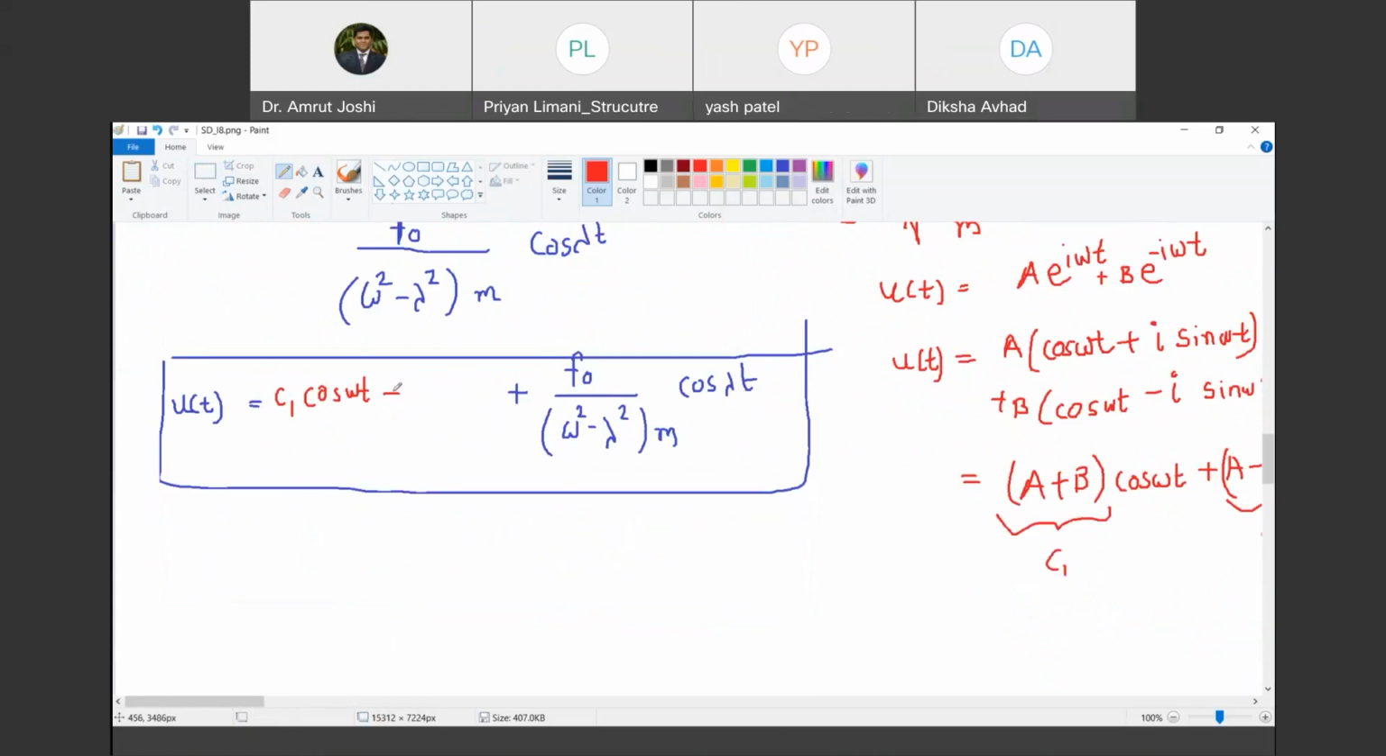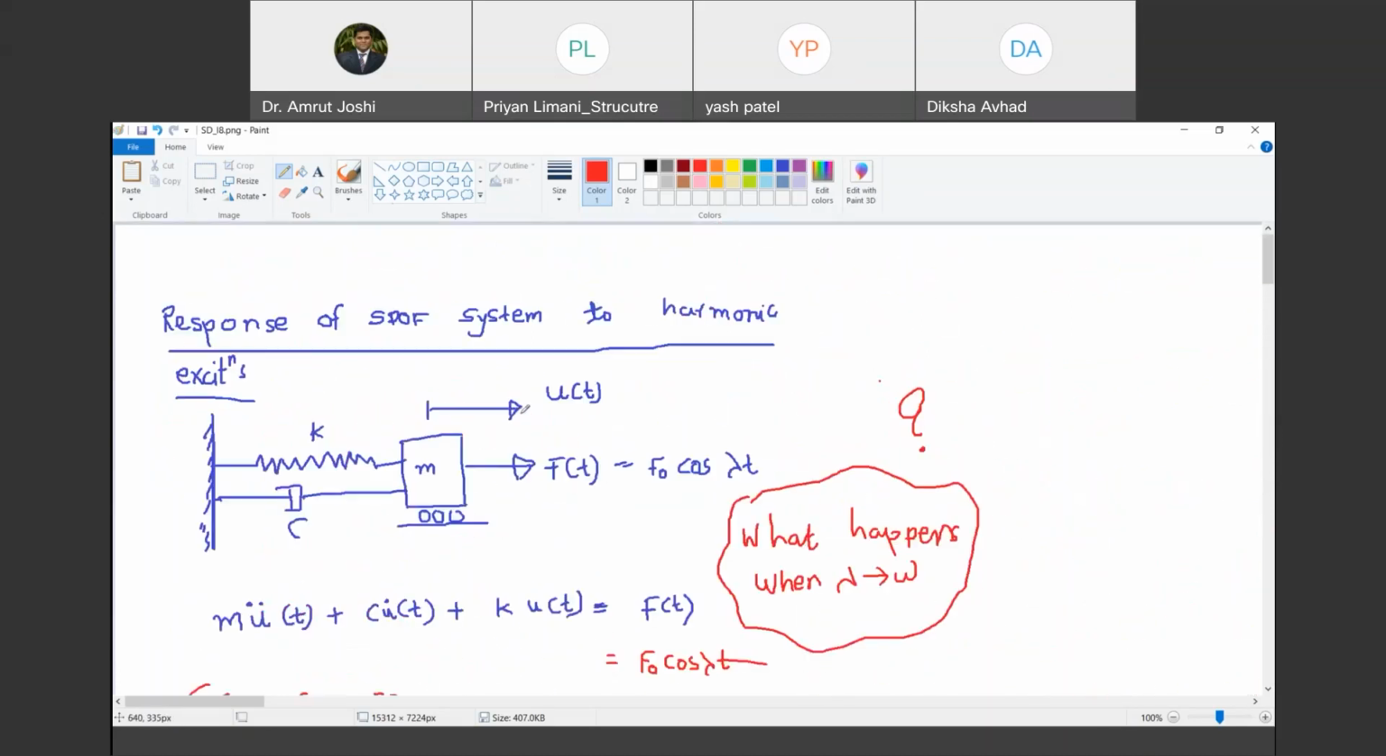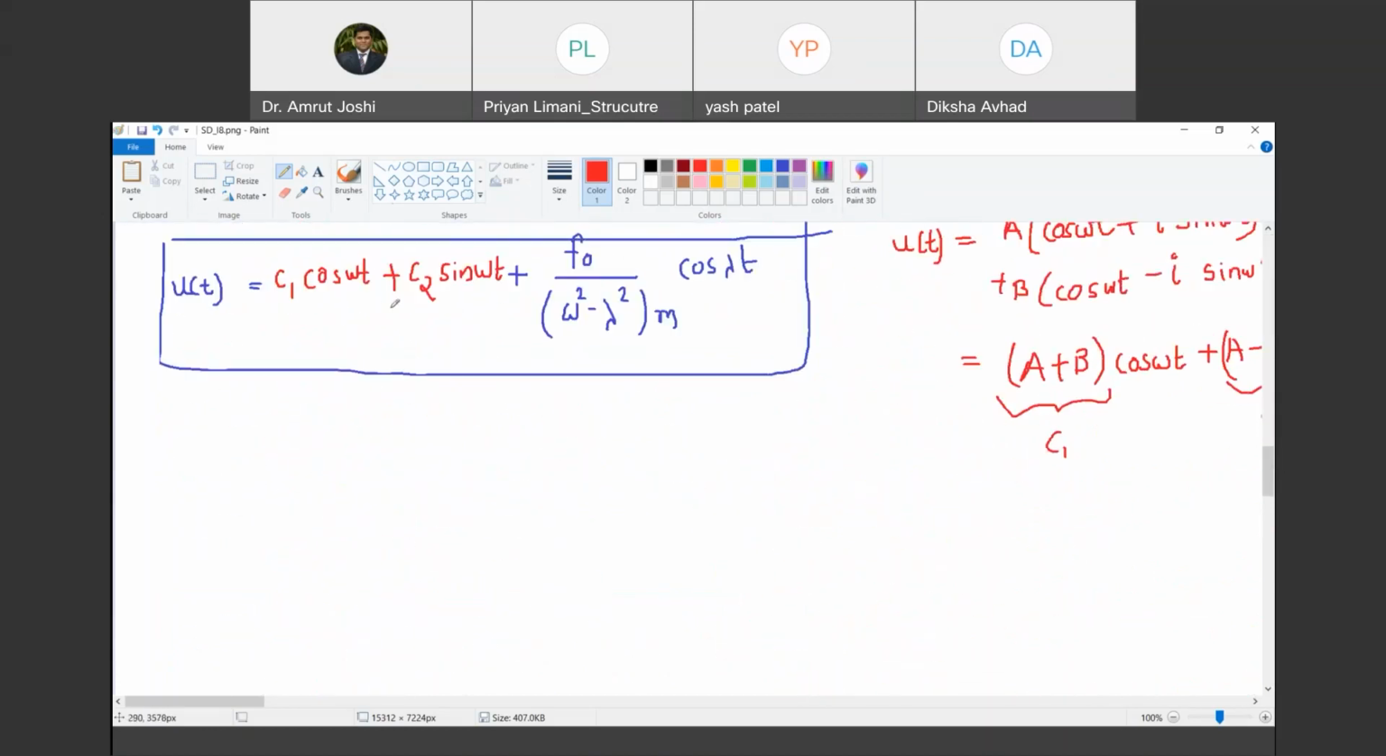Correction. This is the correction plus C2 sin omega t. And mind you, here omega d will not come because we know omega d is equal to omega here because damping is 0. There is no damped natural frequency as such. So this is the response of the system to which function, to p cos lambda t. इस function का response इस तरीके से आता है.